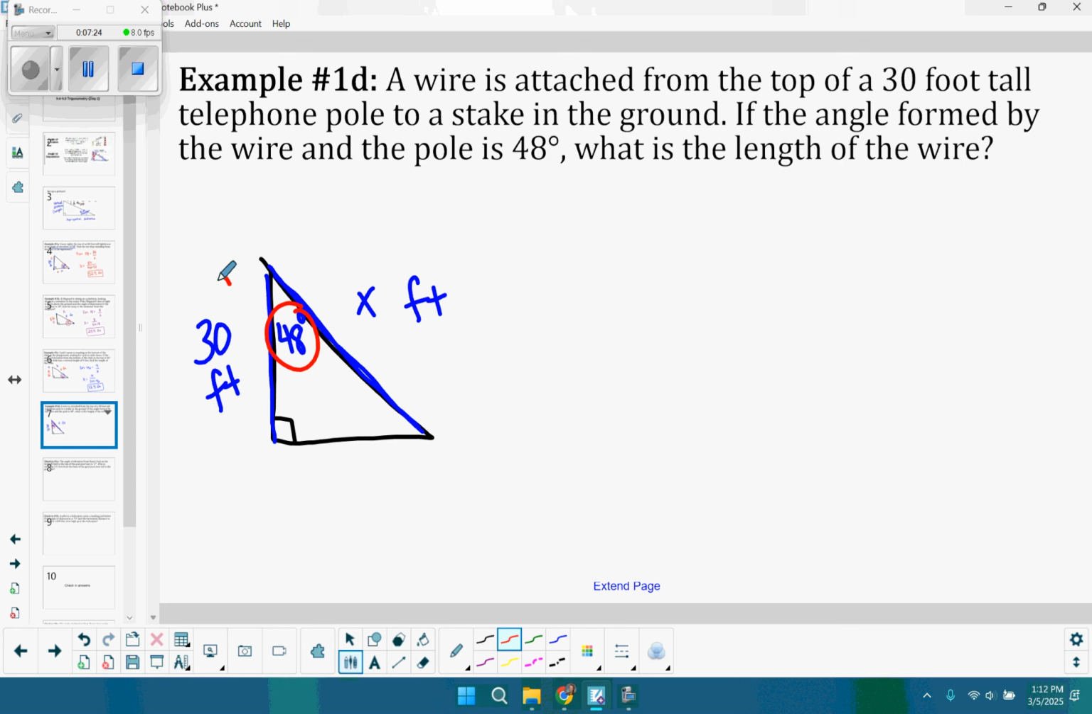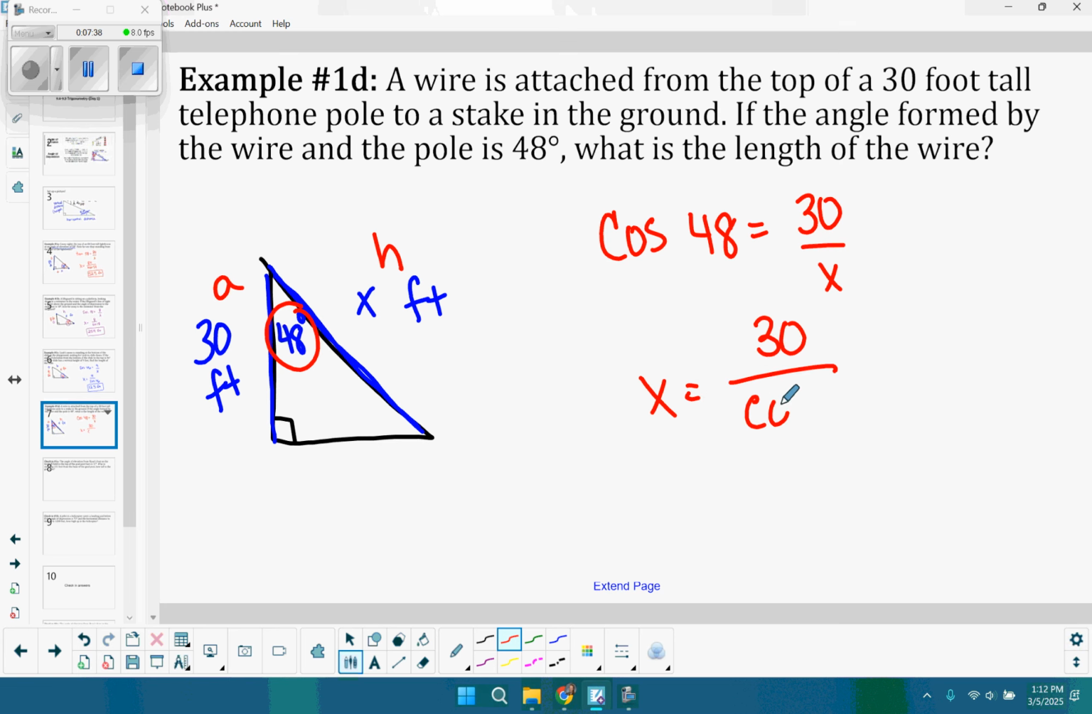So using this angle, we have A and H. So A and H is cosine, and A over H would be 30 over X. Yet another division problem. We're going to do 30 divided by the cosine of 48. And that would be 44.8 feet.